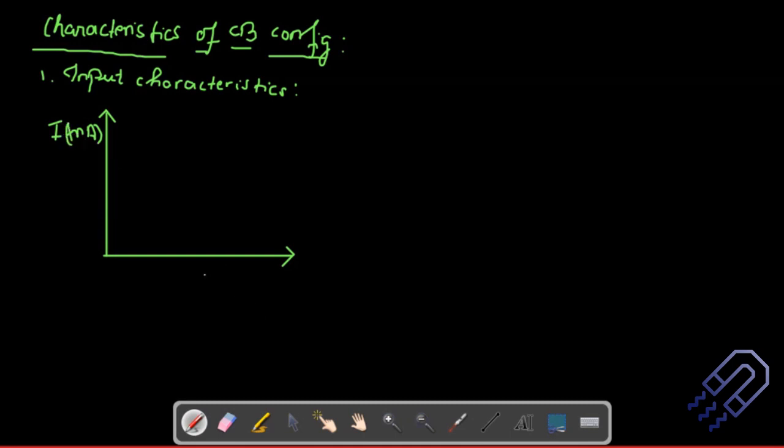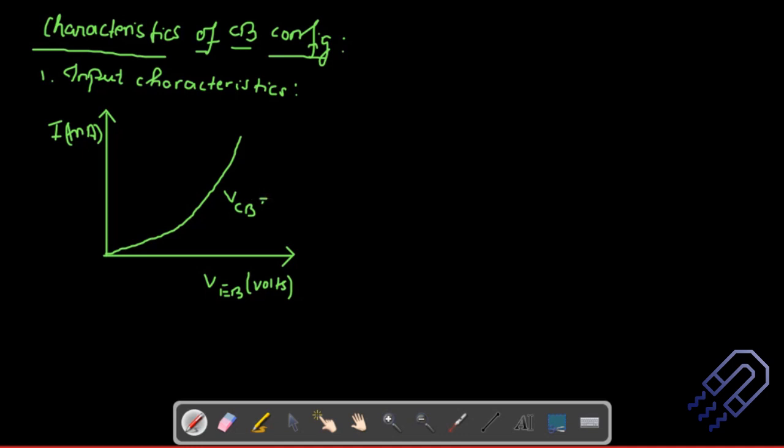On this side, we'll plot the voltage, that's the emitter base voltage. Okay, we can just take it in volts, not changing the values that we might have, probable values. Then we'll basically have a curve something like this. And this input characteristic is observed at a constant collector base voltage.